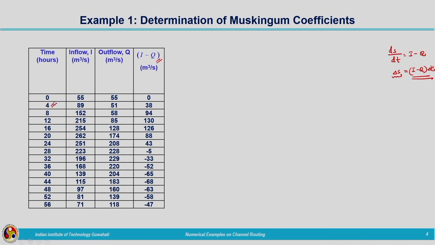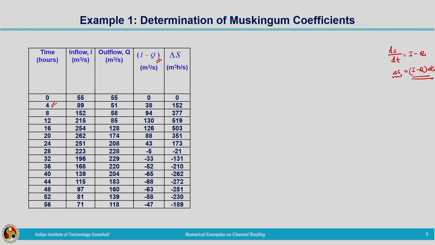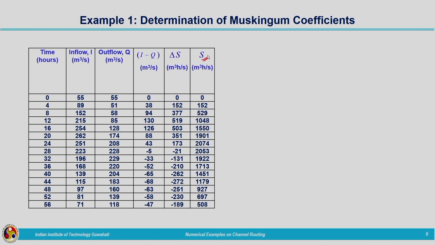Here it is 4 hours, 0 to 4, 4 to 8, that way the time ordinates are given to us. Now, we will calculate the value corresponding to delta S, that is change in storage, that is I minus Q multiplied by delta T. So, delta S is calculated here in this column. The unit is in meter cube hour per second, because I haven't converted time in hours to seconds. If you want, you can convert it into seconds, and then this change in storage will be obtained in meter cube.